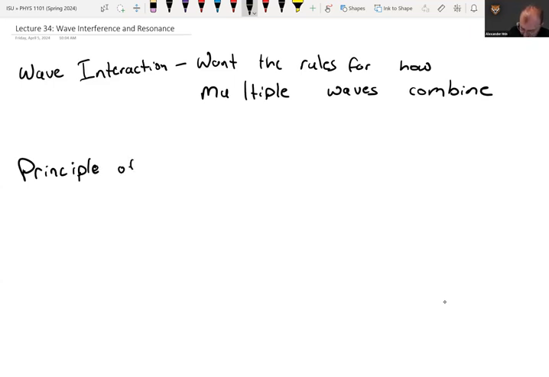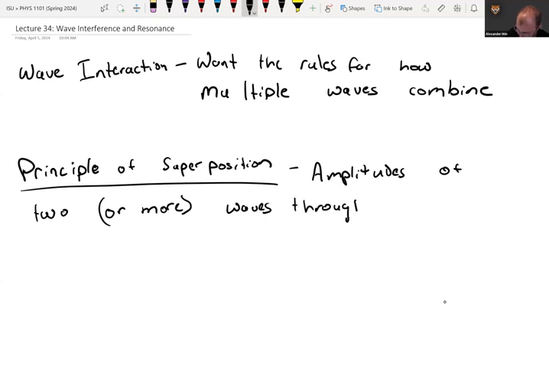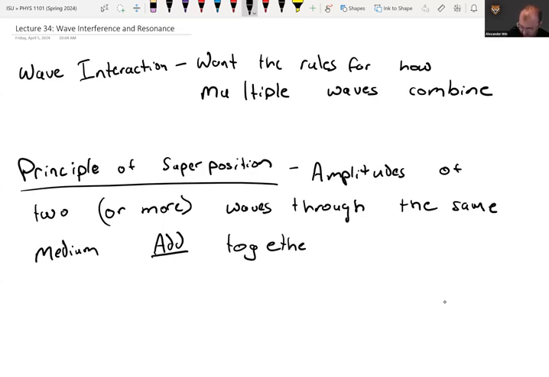It's the principle of superposition. This is pretty simple to state, but it has some pretty interesting phenomena, particularly when you deal with periodic waves. Basically, the principle of superposition says the amplitudes of two (or more) waves through the same medium add together.